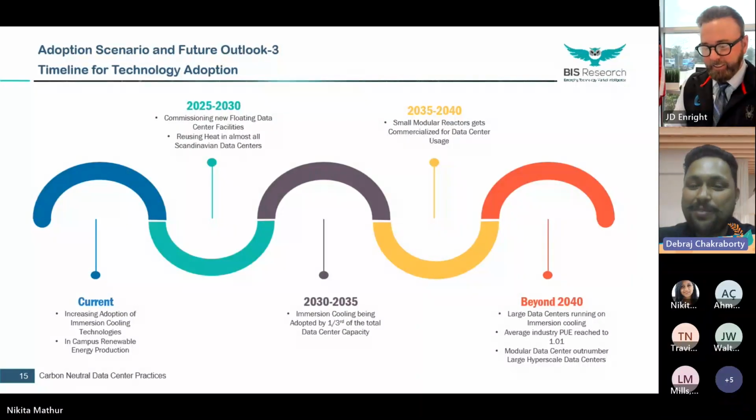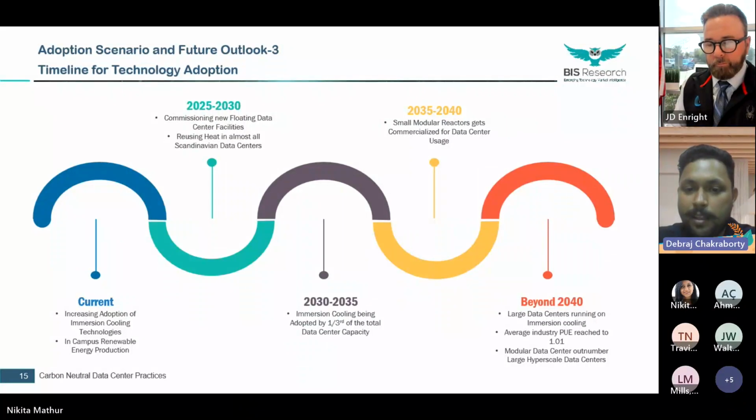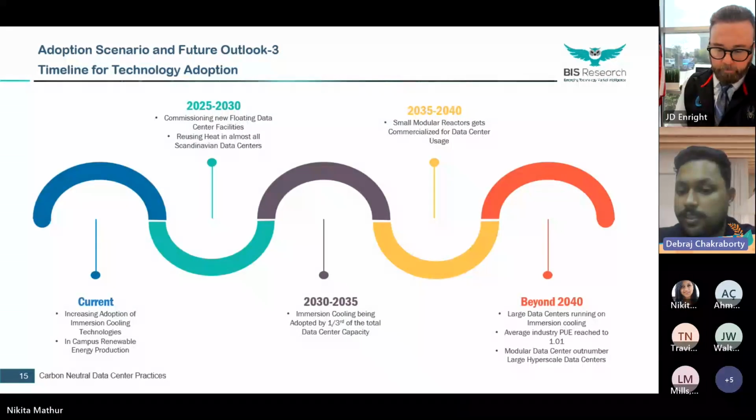And in 2035 and 40, we believe the small modular reactors will get commercialized for data center usage. I mean, it requires time. You are developing technology, you can't do it in 1 year. As I said earlier, also in 2030, there is a huge event coming in, the launch of 6G, that's going to change the entire data center aspect, the way we think about it. Large data centers, I'm assuming by 2040, will be running on immersion cooling, partially at least. The average PUE levels will reach up to 1.01, hopefully. And modular data centers and the edge data centers will outnumber the large data center operations.